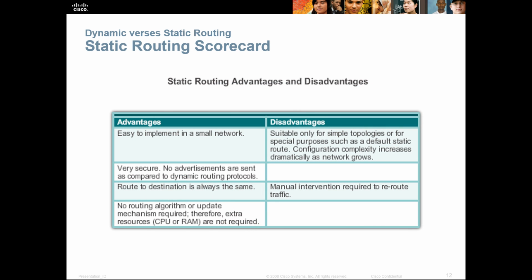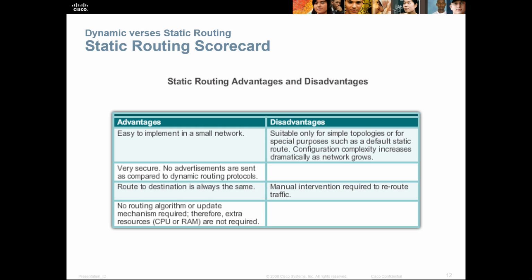So the static route scorecard, again, the advantages: easy to implement, very secure, route to destination is always the same, no routing algorithm or updates, so that means resource utilization is going to be very low. However, the disadvantages: it's suitable for simpler topologies, but you have to manually set it up.